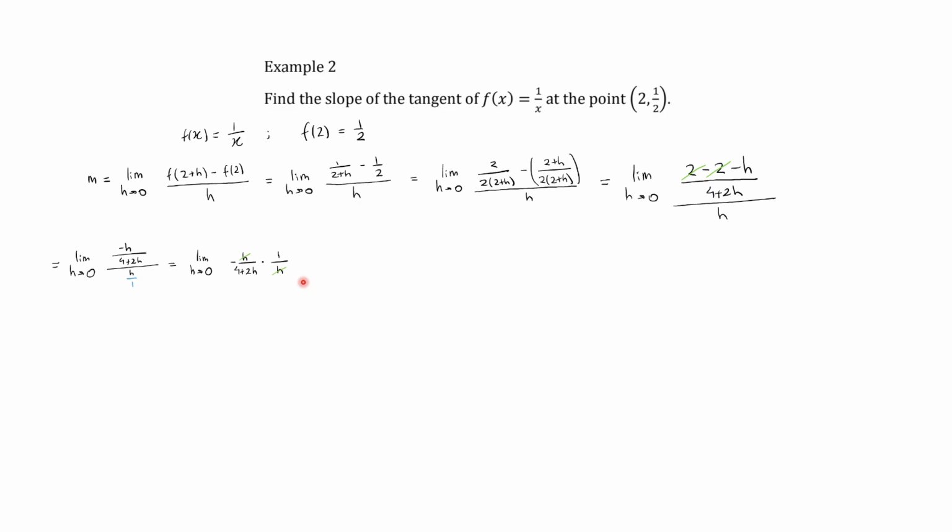which are the problems here, right? And so this is going to be equal to the limit as h approaches 0 of -1 over 4 plus 2h. And now we are able to evaluate this limit, right? So this is going to be equal to -1 over 4 plus 2 times 0, which is just going to give us -1 over 4.